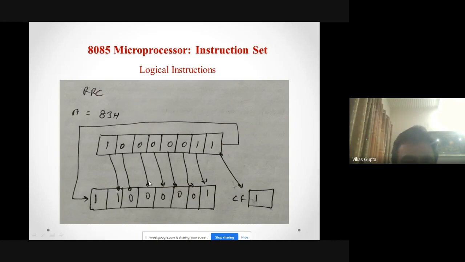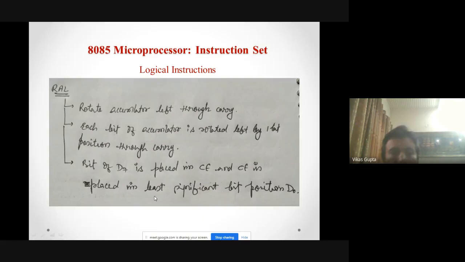So you need to tell the content of this register after execution of the instruction. So let's say it was 1 0 0 0 0 0 1 1. It was 83H. Now it is becoming 1 1 0 0, that means C, and 0 0 0 1, that means 1. So the answer will be C1.